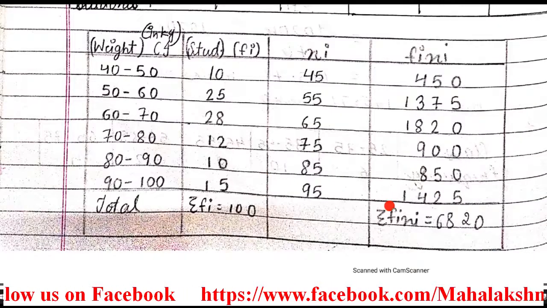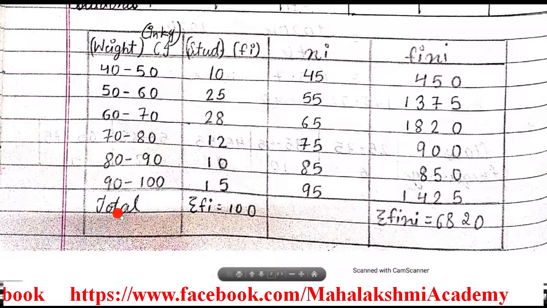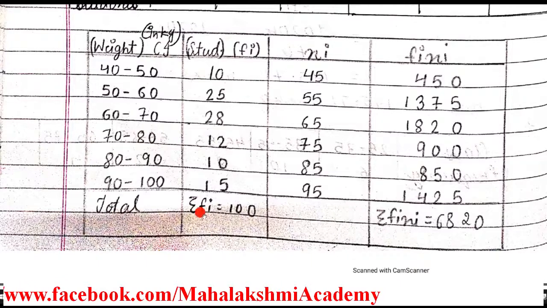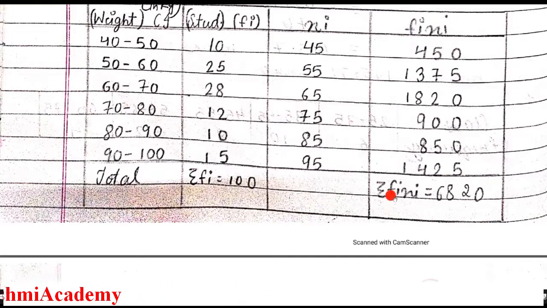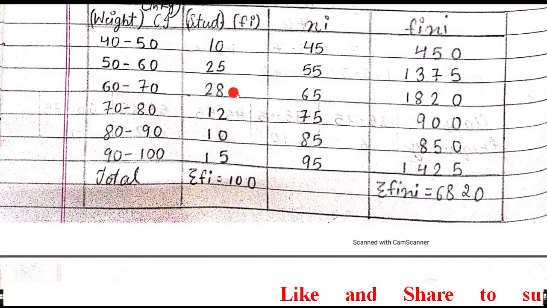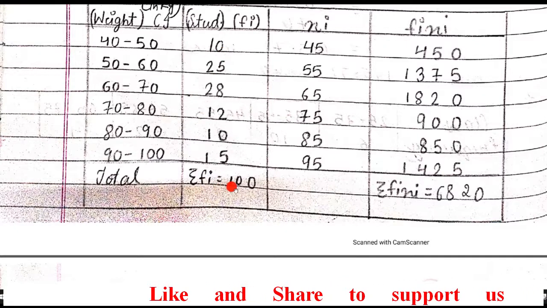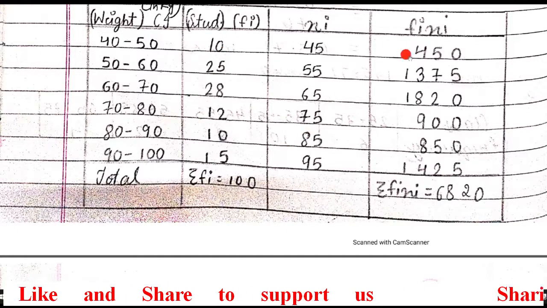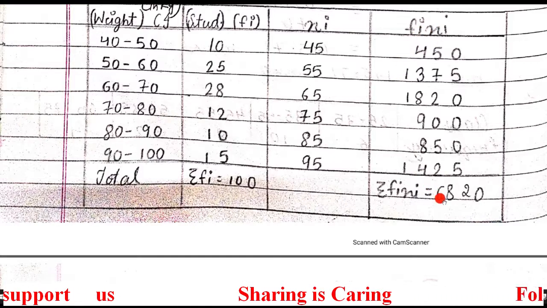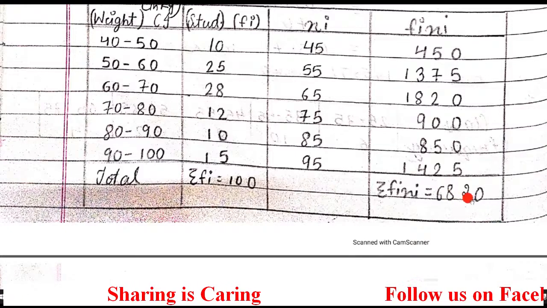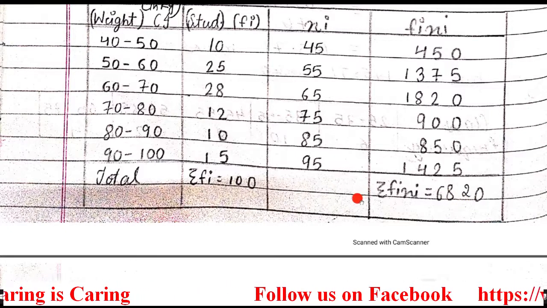After writing all the entries, the last row of the table is for total. In total you have to find sigma fi and sigma fi xi. Sigma means summation. You have to add all the frequencies. When we add all the frequencies, we get 100, and when we add fi xi, we get 6820.